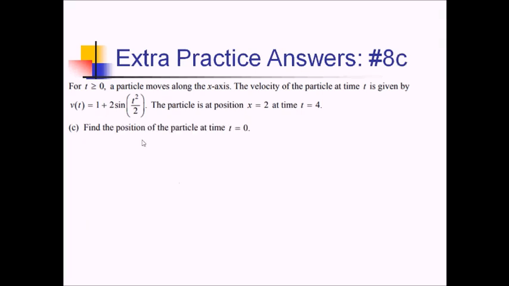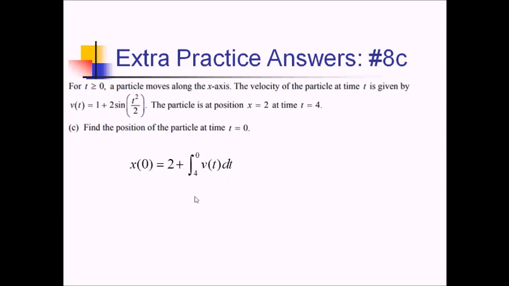For this part of the problem, we just want the position of our particle at time 0. Now for this, we have to look back in the problem stem where it says that the particle's at position x equals 2 at time 4. So I'm going to use the FTC on this one. I'm going to say that x of 0 equals x of 4, which is just 2, plus the integral from 4 to 0 of v of t. Notice that I'm going from 4 to 0, not 0 to 4. My starting value is 4, my ending value is 0 here.